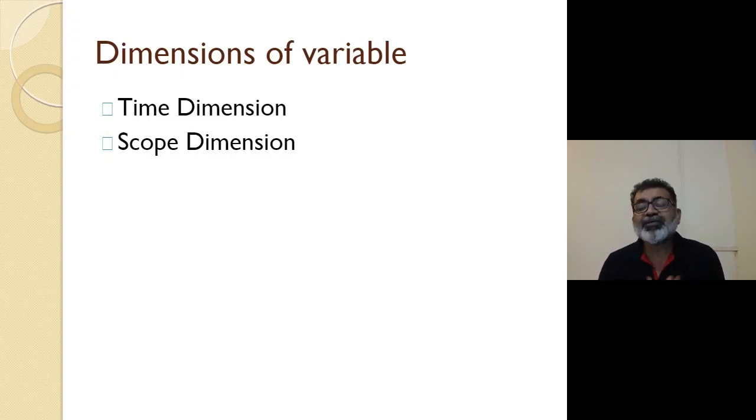And another dimension is the scope dimension. What do you mean by scope? Scope is the region in a program in which that variable is visible. That is the scope dimension. So there is a program, and in what region that variable is visible, that is the scope dimension. Right? When I write the program, I will explain all these things in detail.